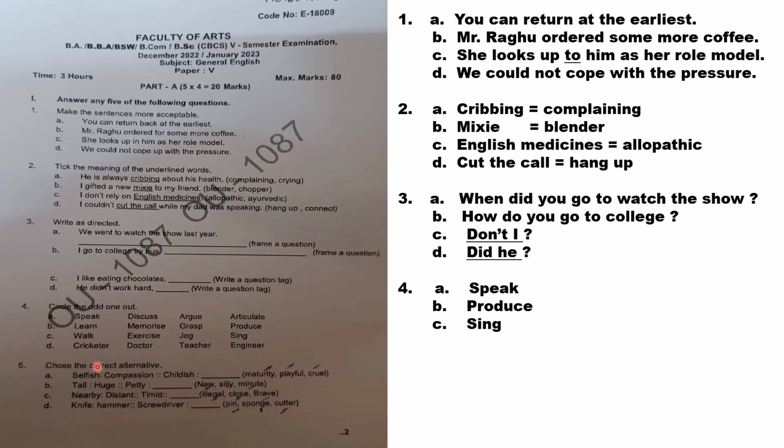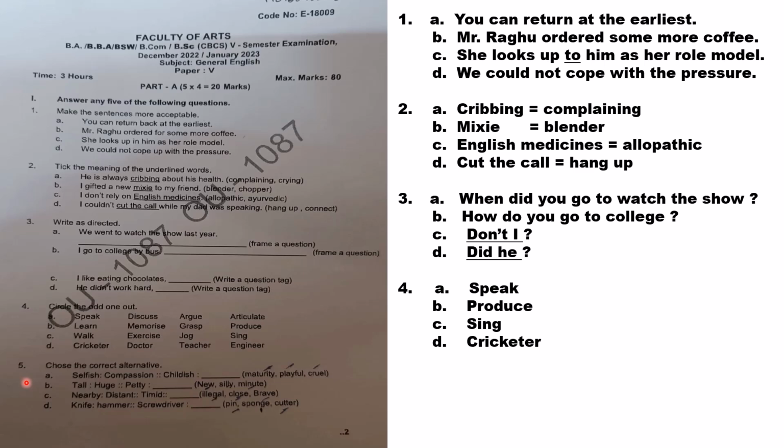Fourth D, cricketer, doctor, teacher, engineer. So if you consider this set, doctor, teacher and engineers are the professions and cricket is a game. But honestly speaking, if somebody has a passion and accepts cricket as their occupation, it can become their profession also. But since we are asked to choose the odd one, so cricketer is the right answer, students here.